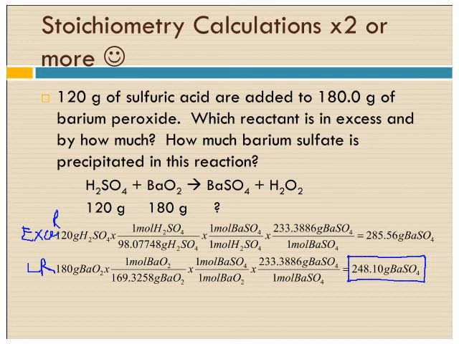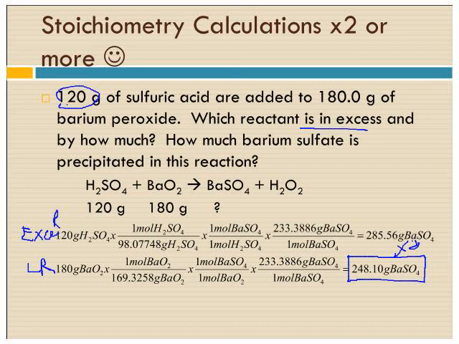Okay, and then the other thing I wanted to find out is how much of that excess we are going to have left over. Maybe we want to make sure that we're using it all up completely, and we'll just have to add more barium peroxide. You can't just take the difference between the 2 things produced. No, you cannot do that. You have to look at how much you started with and figure out how much is left over.